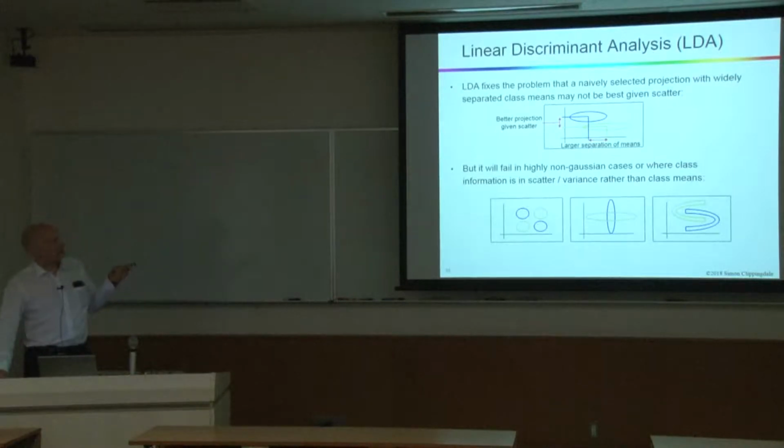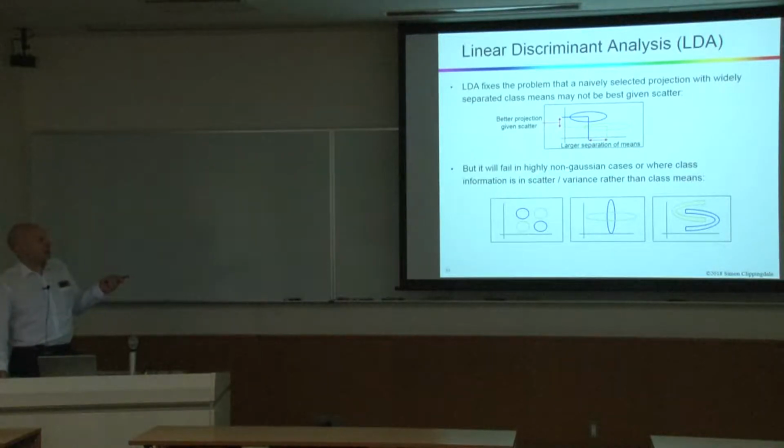So what's good about LDA? Well, it fixes the problem that a naively selected projection, which may separate the class means quite well, might not be the best given the scatter of each class. Here's an example in which you can see that the separation of the class means on this axis is greater than on this axis. But because of the scatter of each class, the vertical axis would actually be a better choice to separate them because of the overlap horizontally between the two.